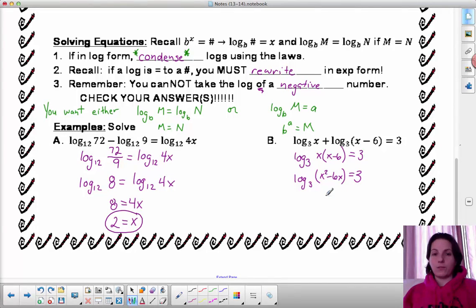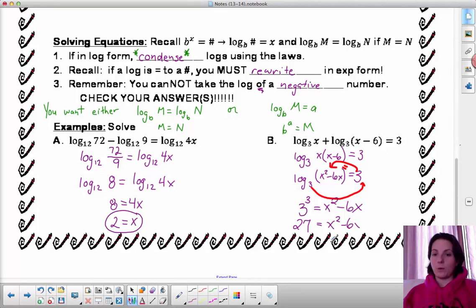Here, we don't have log base 3 on the left and another log base 3 on the right. Since we don't have that, we have to go back to exponential form, or we have to use that log loop. So we would say base to exponent equals your answer. There's my equal sign on this one. 3 is the base. This 3 over here is an exponent. Equals x squared minus 6x. So 27 equals x squared minus 6x.